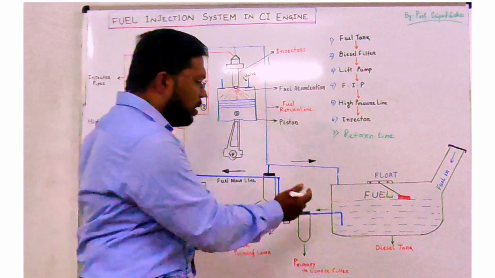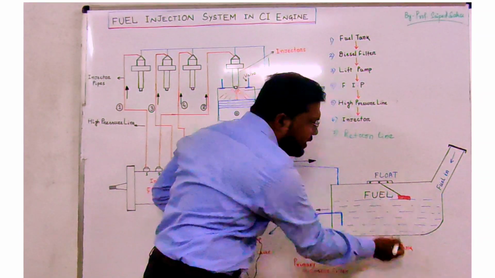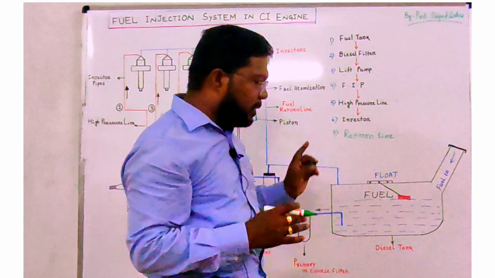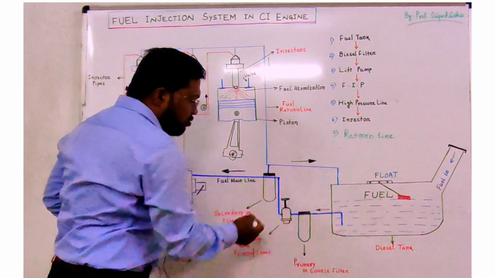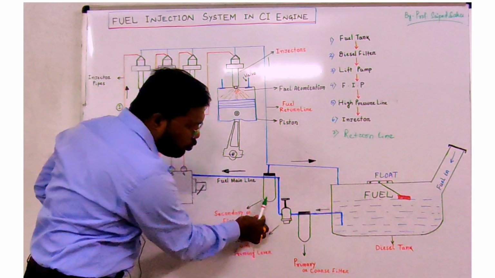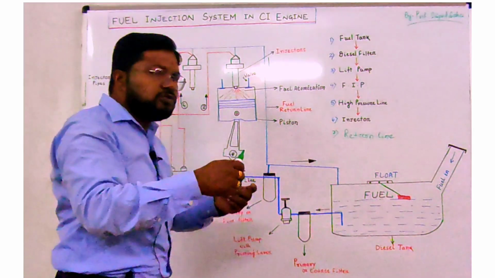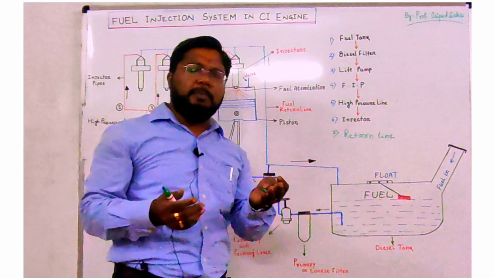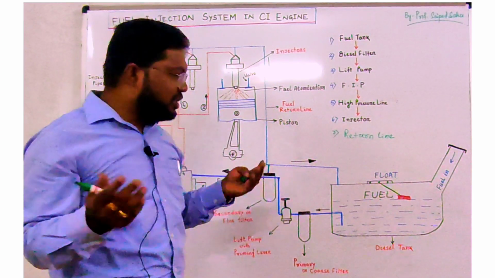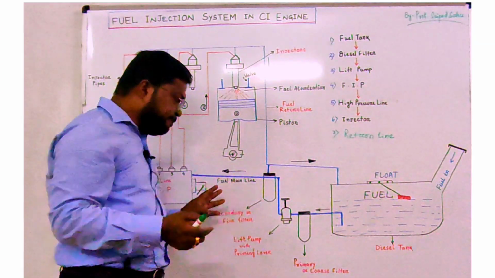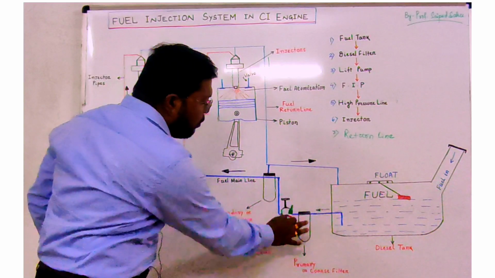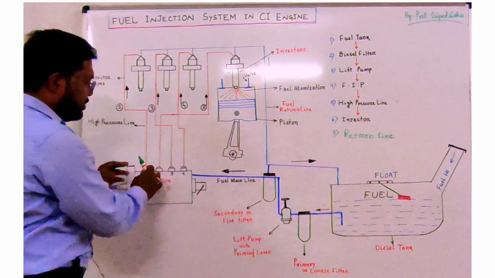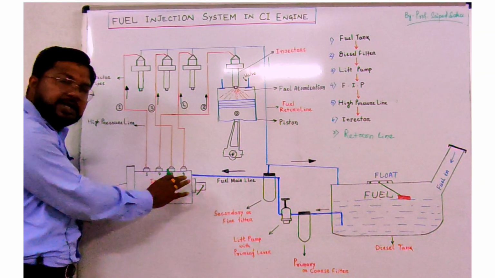This is the fuel tank, or diesel tank, where we pour the diesel fuel into the system. After this you can see there are 2 filters. These are paper type filters, and the manufacturers are like Mico Bosch or Lucas TVS. These 2 companies are making these filters. There are 2 filters: one is the primary filter and another is the secondary filter. Then this is the FIP, the fuel injection pump.